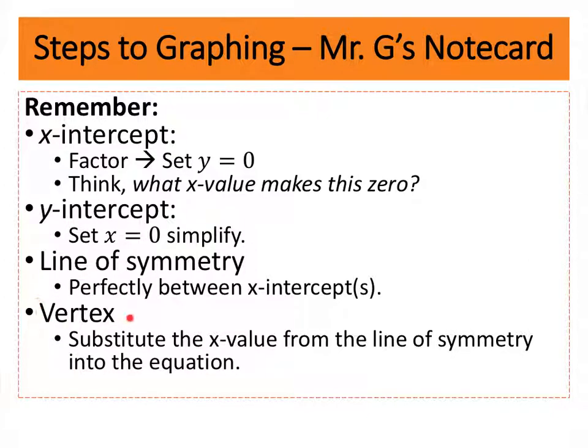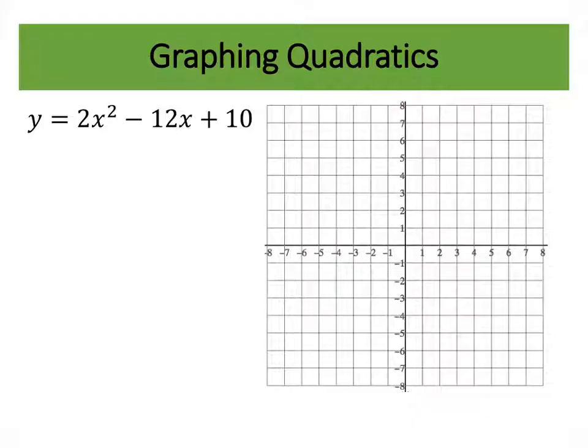And finally, understanding where the vertex is. The vertex is the maximum or the minimum, and it's pretty straightforward once you know the line of symmetry and that special property about this line of symmetry. If we just substitute that x value into the equation, similar to the way that we do for y-intercepts, then we can calculate the vertex.